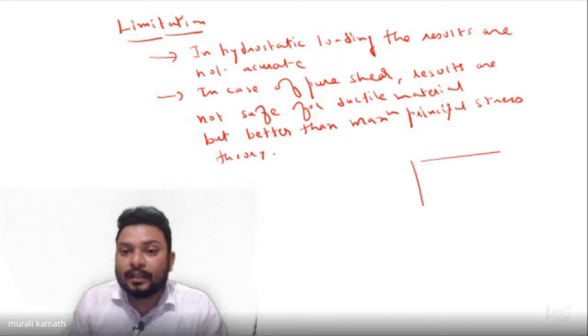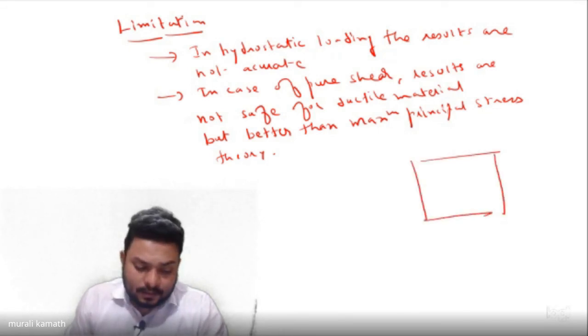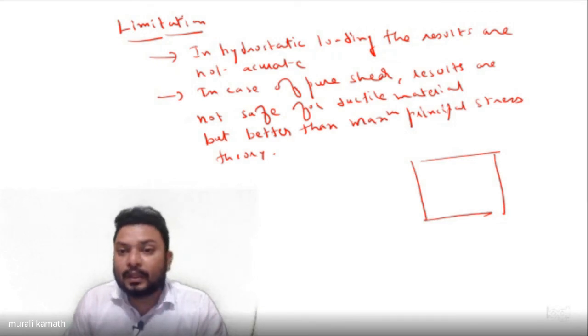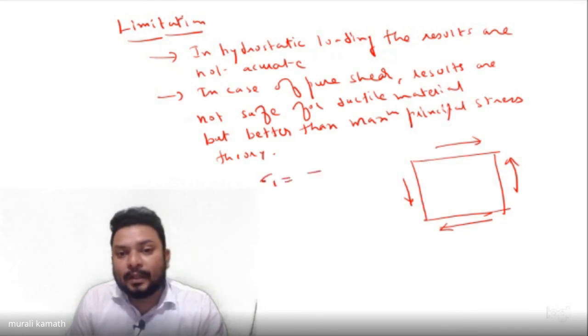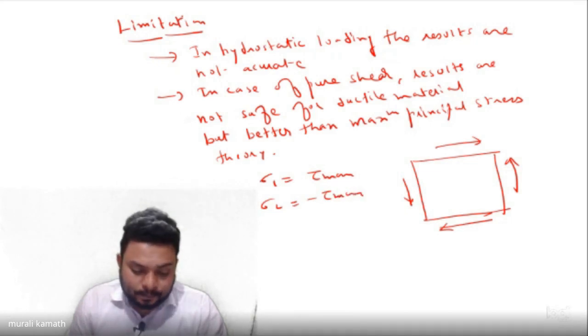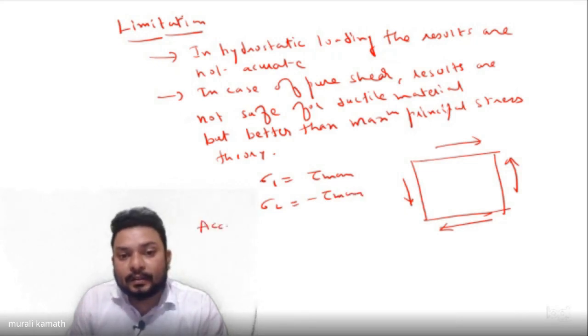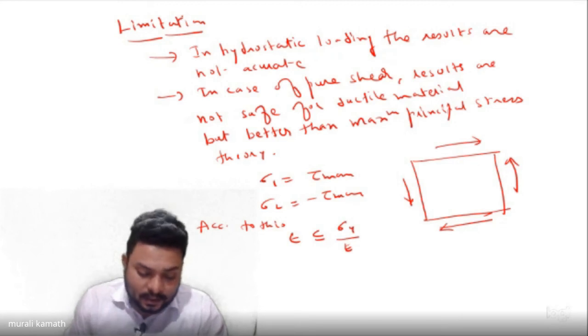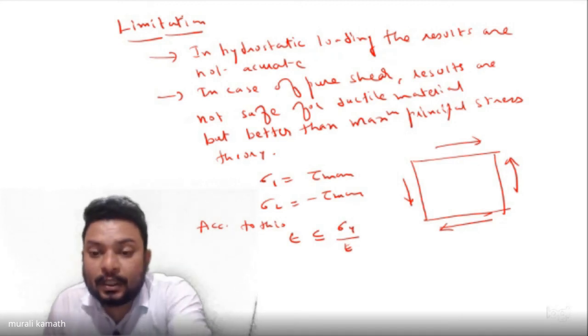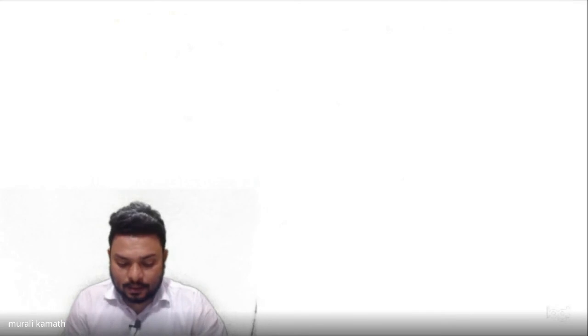And over here, when it is going to be in a pure shear condition, how it is going to behave in this state? So sigma 1 again, that will be tau max, sigma 2 will be minus tau max. So according to this theory, strain is less than or equal to your yield by modulus of elasticity. Now there is only two directions, because 2D we are considering.